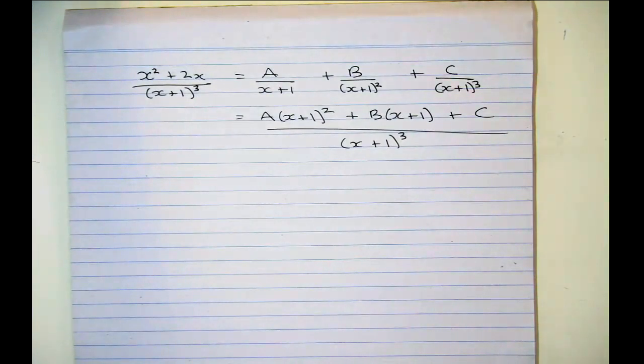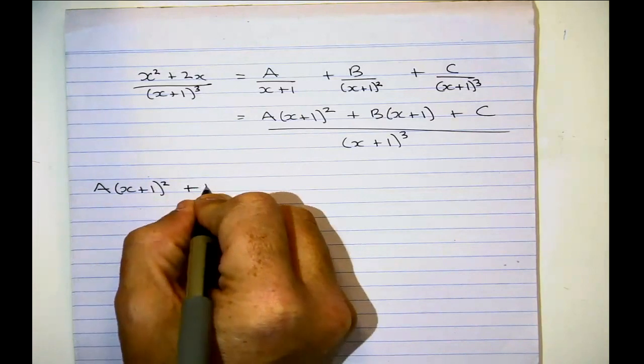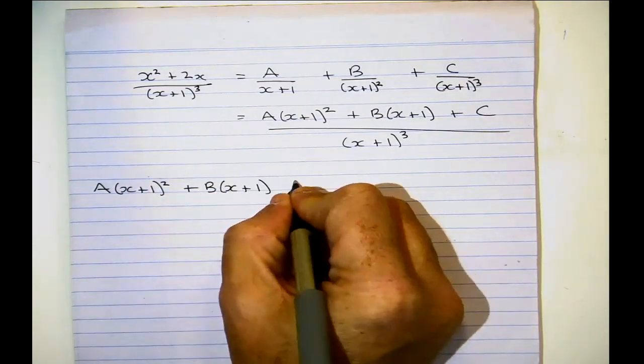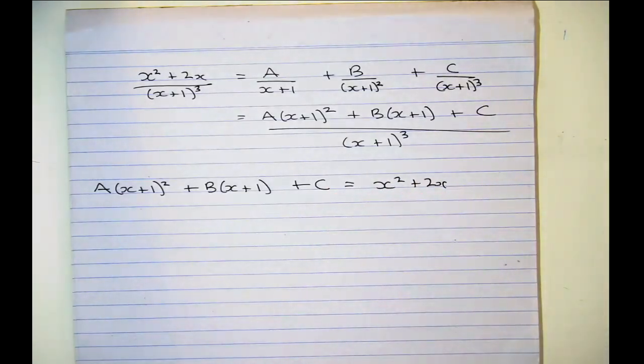So you give it a common denominator. Now the denominators are the same, so what you must have, for all x, is this equals this. These are the worst ones because there's only going to be one useful value of x, isn't there? If I plug in x equals minus 1, I'll get c, but there's no quick way to get a and b, is there? There's no other values to pick.